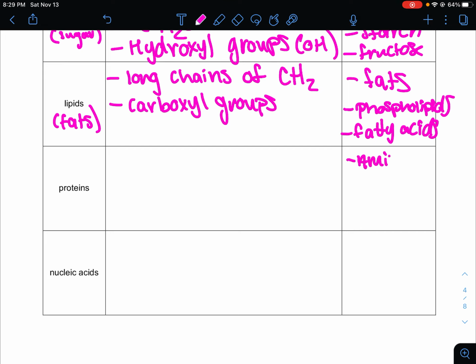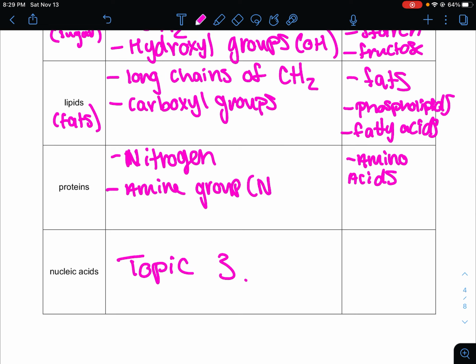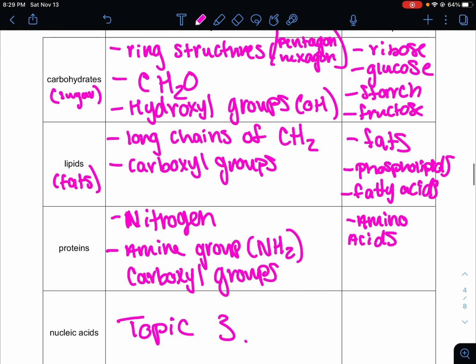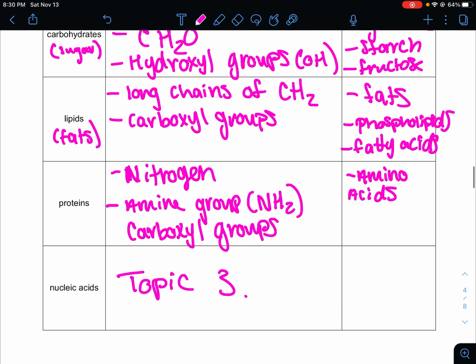Proteins are made up of amino acids. They are the only ones that have nitrogen other than nucleic acids, but we're not really going to talk about those. We'll talk about those more in topic 3. So they are the only ones that you know how to draw that have nitrogen in them. And that's because they have the amine group, which is NH2, and they have the carboxyl group. So the carboxyl group can be found in proteins and lipids, whereas the amine group is only found in proteins, and the hydroxyl group is only really found in carbohydrates.